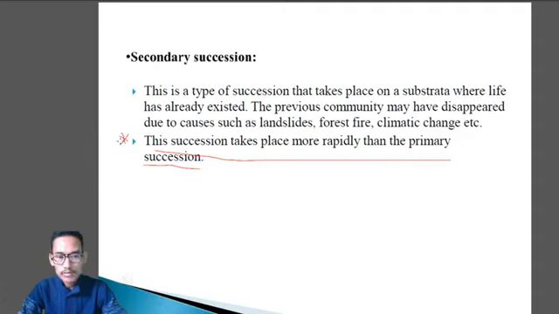In today's class we have just finished ecological succession, where we discussed primary succession, secondary succession, autogenic and allogenic. Then we discussed the different stages of succession: the pioneer community, the seral community and the climax community.